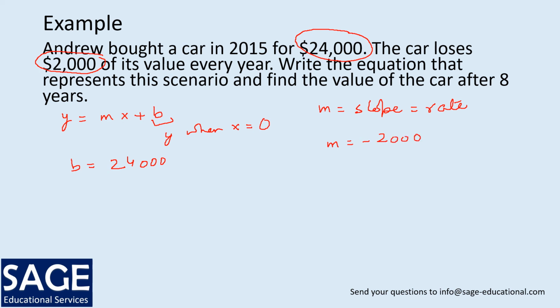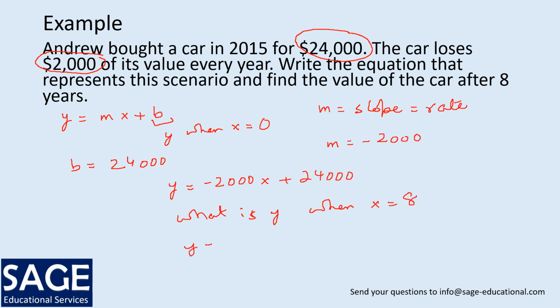And that's all the information I need to write the equation. I need the slope and I need b. So I can actually go ahead and write the equation as y is equal to negative 2,000x plus 24,000. So there's the equation. And now it says find the value of the car after 8 years. In other words, what the question is saying is, what is y when x is equal to 8?